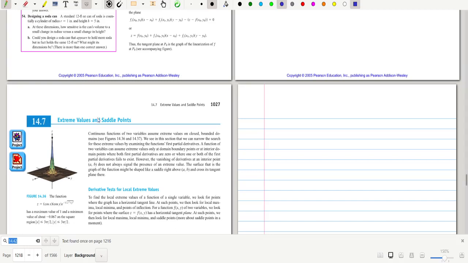Hi all, today we start discussing the second last session of module 2, section 14.7, extreme values and saddle points. In module 1 we discussed how to find the maximum, local minimum and a point of inflection of a function with one variable x, say f of x. This session is analogous to that one.